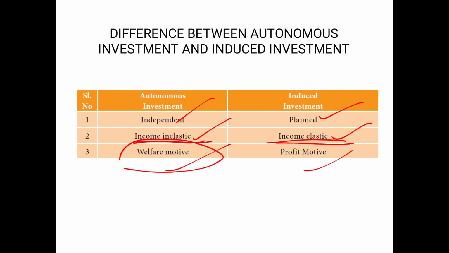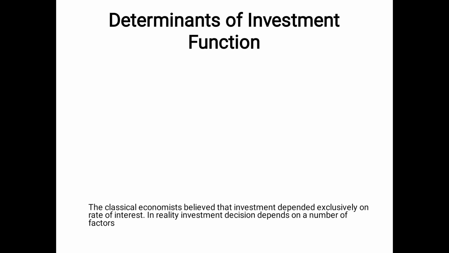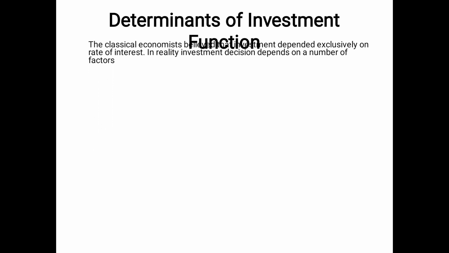Here, since we are taking from the past, we have to do for the welfare of the people. Now here it is a planned one, so it is supposed to be profit oriented. So this is supposed to be the difference between autonomous and induced investment, where you have a book back question. What is the difference between autonomous and induced investment? So you can write this the same as it was shown in the slide.